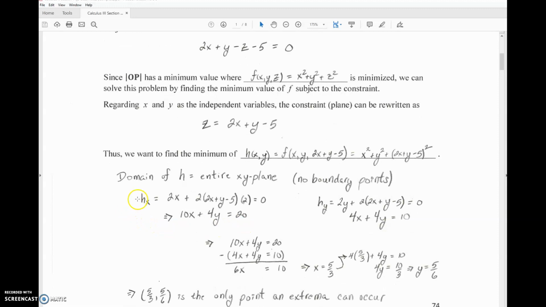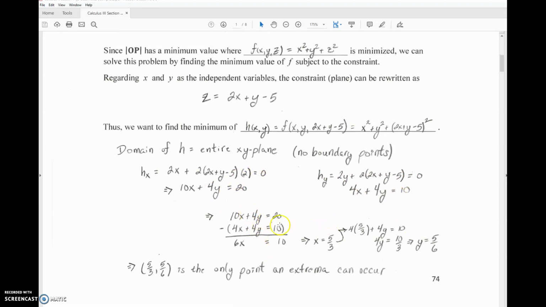So I take the first partial with respect to x, and I set that equal to 0. Then I get an equation 10x plus 4y equals 20. Take the first partial with respect to y, set that equal to 0. I get 4x plus 4y equals 10. So I get a system of two equations with two unknowns. There are multiple ways to solve it, and I found that x equals 5/3 and y equals 5/6. So the point (5/3, 5/6) is the only point where an extremum can occur.